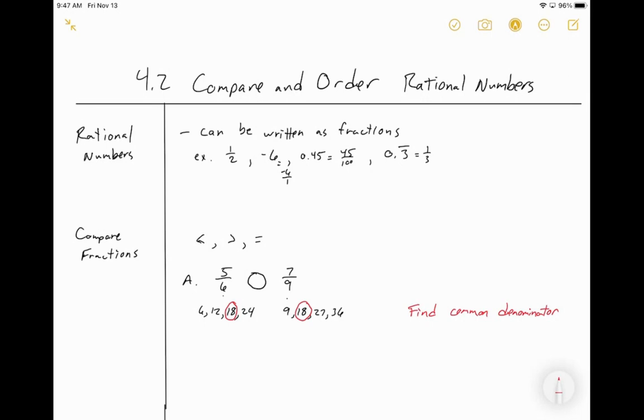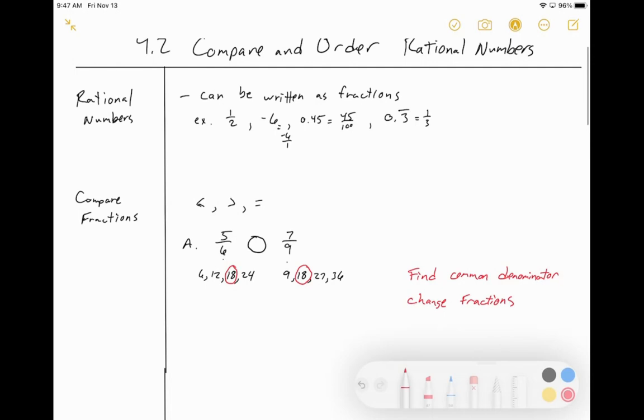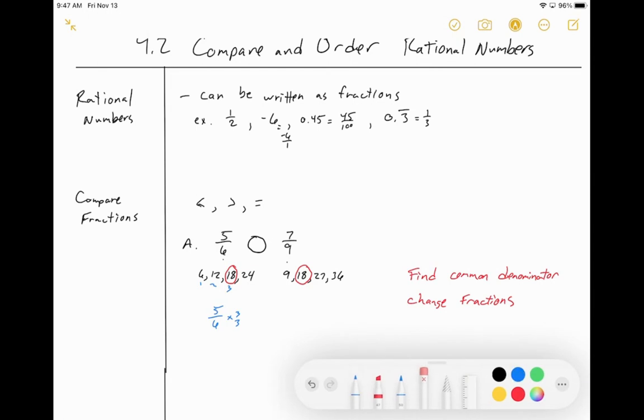Okay, step 2. Change your fractions so that they have the same denominator. How do I do that? Well, let's go ahead and do this together here. So let's start with 5/6. I know to get to 18, I need to multiply by 3. So I'm going to multiply the top and bottom by 3. 5/6 times 3/3. I'm going to write this down instead of right next to it. You'll see why in a second. So that makes 18 on the bottom and 15 on the top.